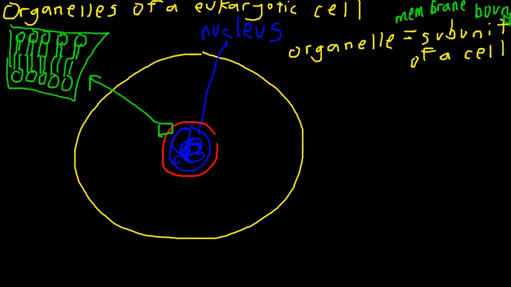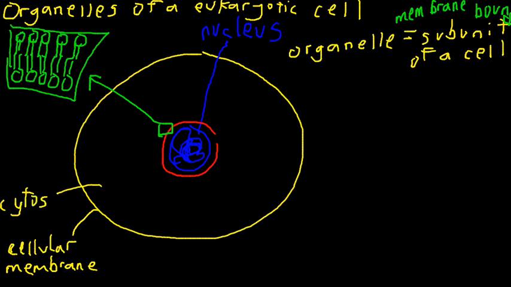The endoplasmic reticulum is the next thing we're going to talk about. But before we do, let's label some stuff. This is the cellular membrane. In here we have the cytosol. And we have the DNA, which we didn't label either.